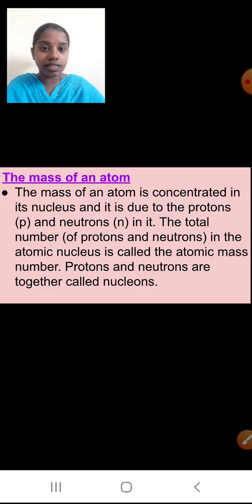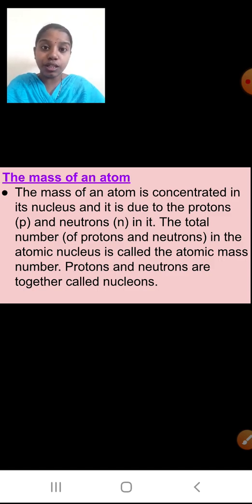Because of this nucleus. And what does this nucleus contain? The nucleus contains protons, which are the positive charges, and neutrons, which do not have any charge, right? The total number of protons and neutrons in the atomic nucleus is called the atomic mass number. What will you call it, students? Atomic mass number. The total number of protons and neutrons in the nucleus of an atom together forms the atomic mass number. Protons and neutrons are together called nucleons.